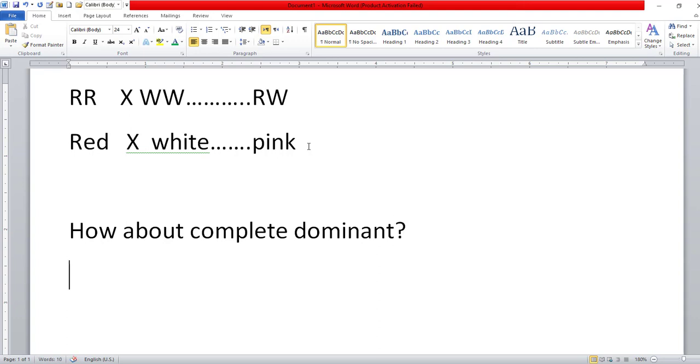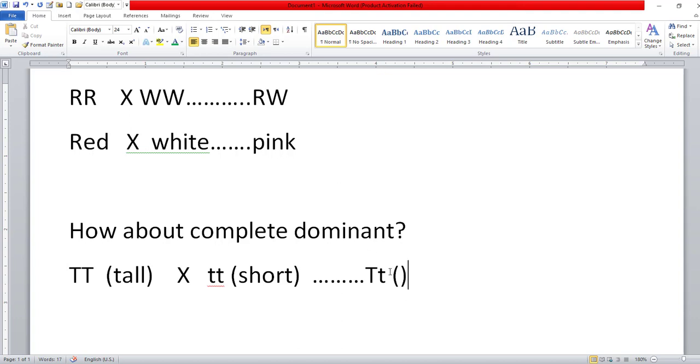In complete dominant, we have T capital, this is tall, cross with the T small, this is short. What will it produce, T capital T small: tall, short or medium? Actually it produces tall. This heterozygous is not intermediate between short and tall, but resembles the dominant trait.